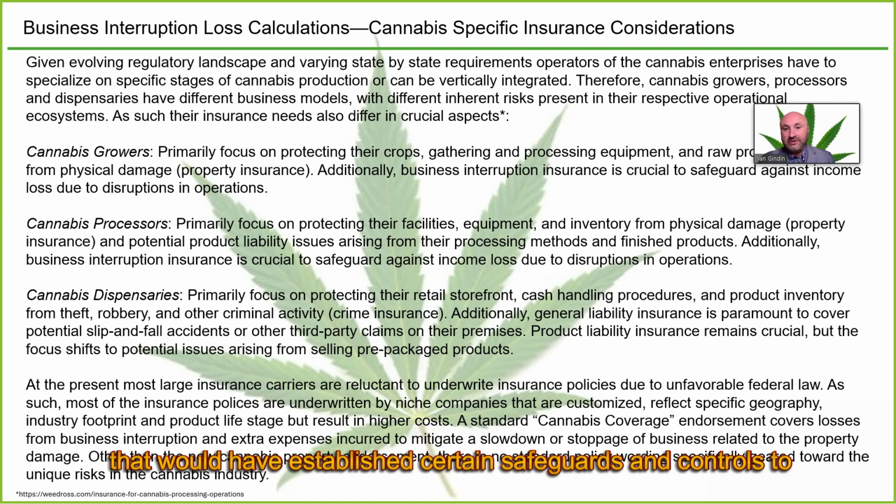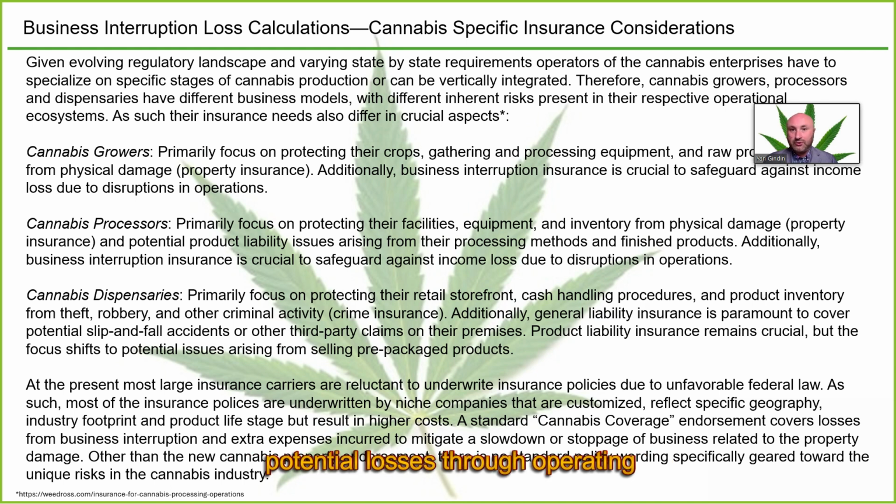that would have established certain safeguards and controls to prevent theft of cash. Because if there isn't such a policy or procedure, if there aren't such controls, then the insurance company can claim that the business owner did not attempt to mitigate potential losses, right? I think I mentioned that at some point, but the onus of mitigating potential losses is on the business operator. Therefore, if dispensaries can demonstrate that they've tried to mitigate potential losses through operating procedures, through safe handling of either inventory or cash, it's one thing. If they don't have that readily demonstrable, then they run the risk of insurance coverage being denied.